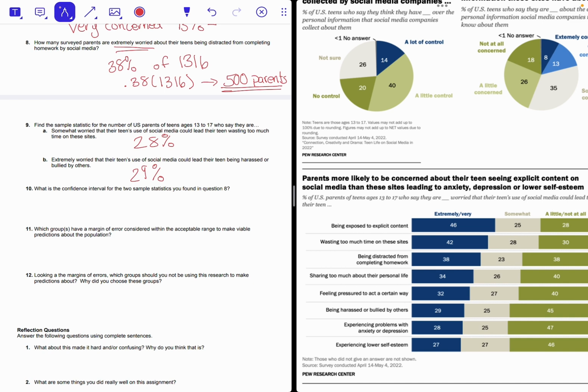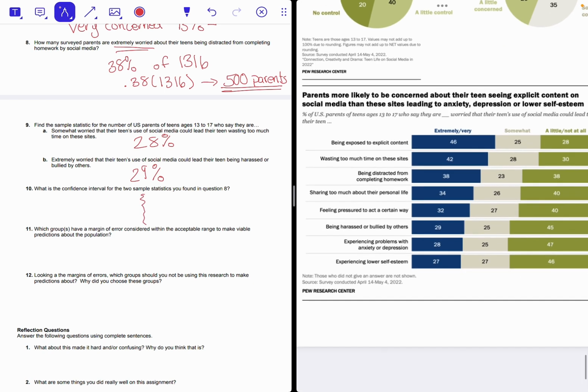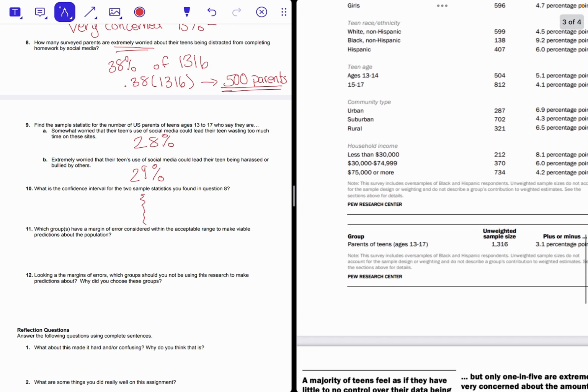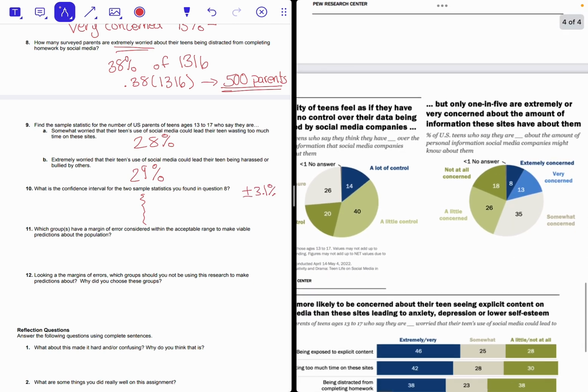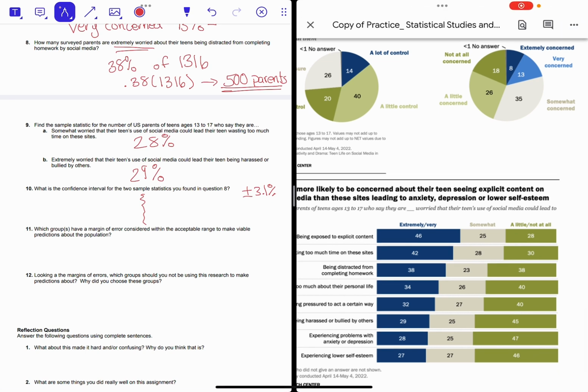And so then we want to come up with our confidence interval given those sample statistics. Now this time our margin of error is going to be different. If we go back and look, the parent group has a slightly smaller margin of error. It's 3.1%. So for the 28, I have 28 minus 3.1% and 28 plus 3.1% to get a range between 24.9% and 31.1%. Same idea with the 29. We would repeat this process.